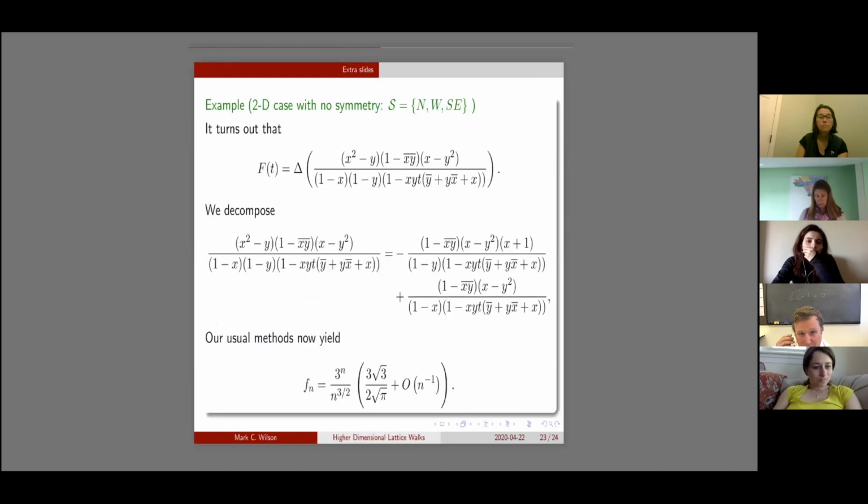Here's just an example of the two-dimensional case where you didn't have symmetry. It was just an algebraic trick to rewrite it as a sum of two things that look nice, and used our methods.